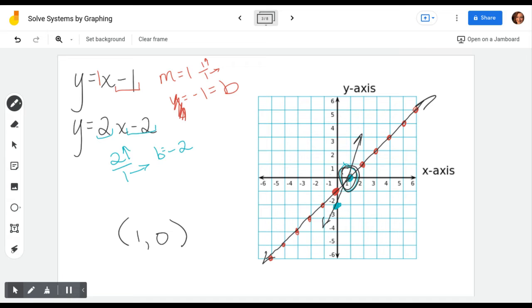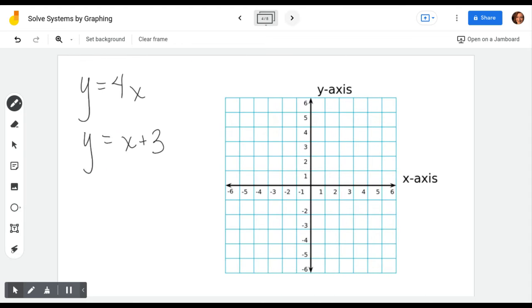What that means is when x is 1 and y is 0, that point works in both equations. If you plug it in, this would say 0 equals 1 minus 1, and that's true. This one would say 0 equals 2 times 1 minus 2, and that's true. Because that x and y combination works in both equations, that's the solution to my system. Visually, that's the point where they cross on the coordinate plane.